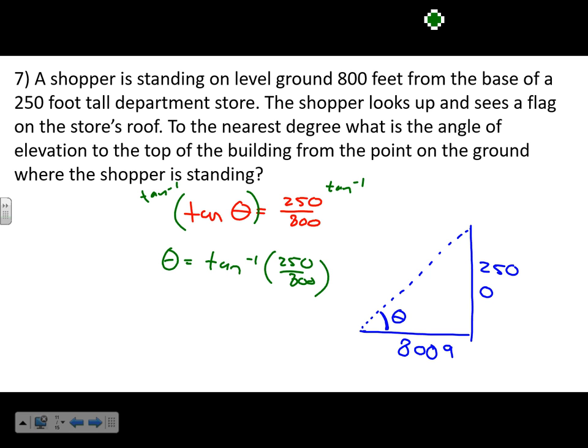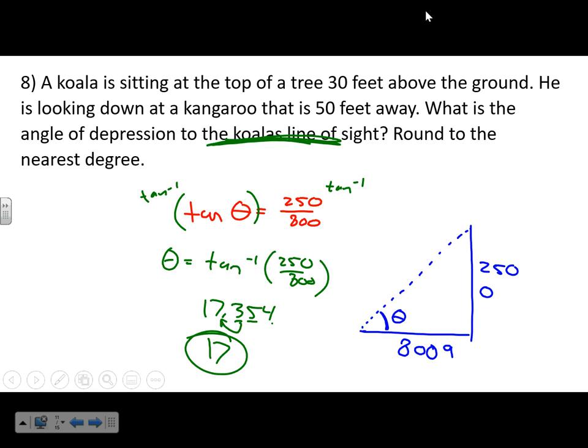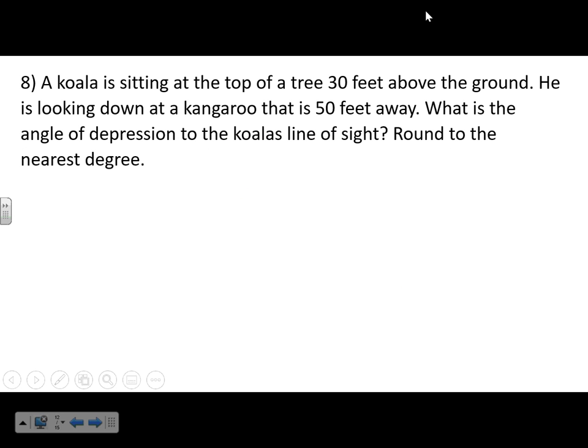Type that in your calculator. And again, I would type it out exactly how you see it. The inverse tangent, 250 divided by 800 is 17.354. And I don't know if it says this. Yeah, right here: to the nearest degree. So the nearest degree means we're not doing the 1, 2, or 3 decimal places. It's just that 3 doesn't do anything with that 17. So it's 17 degrees, the nearest whole degree. So that was the angle of elevation, not too bad.